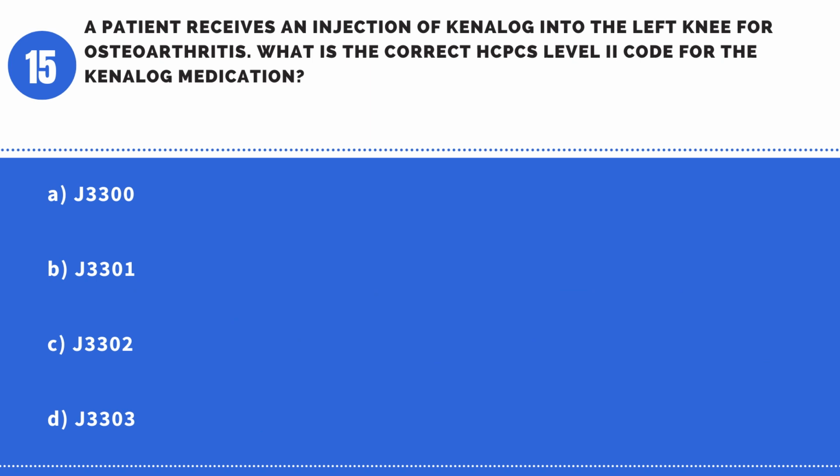A patient receives an injection of Kenalog into the left knee for osteoarthritis. What is the correct HCPCS Level II code for the Kenalog medication? A. J3300. B. J3301. C. J3302. D. J3303.